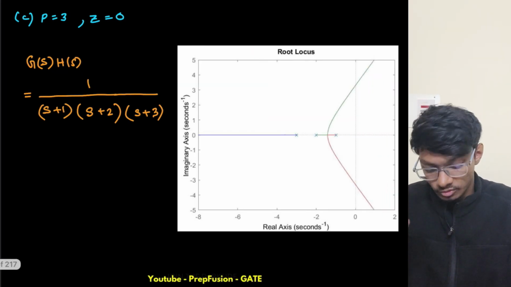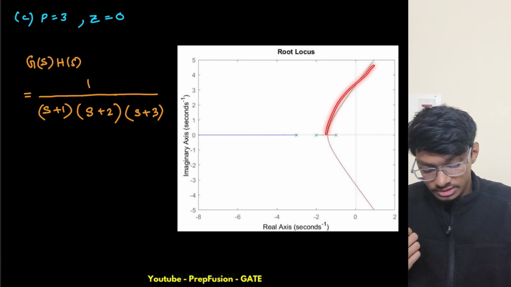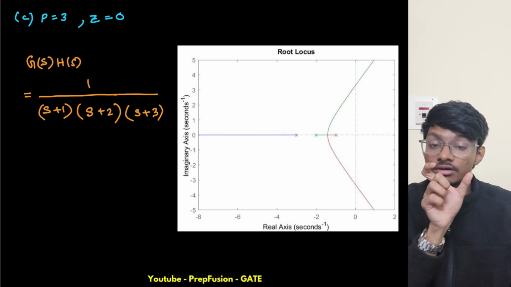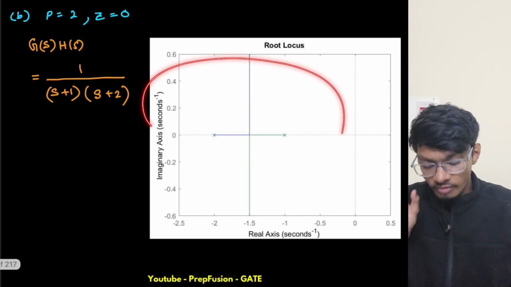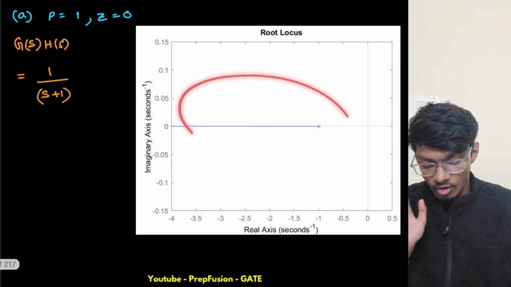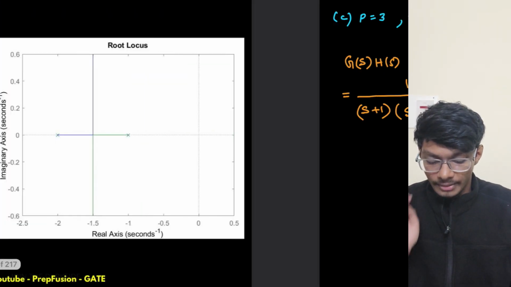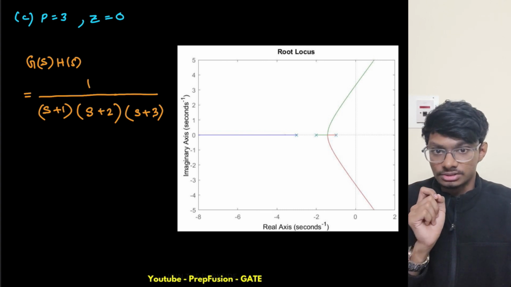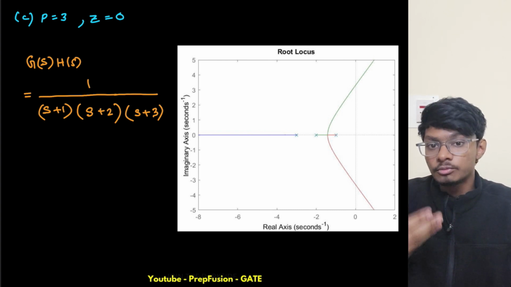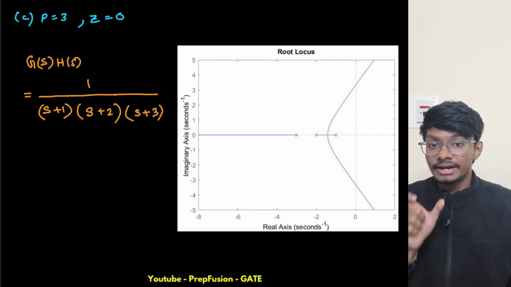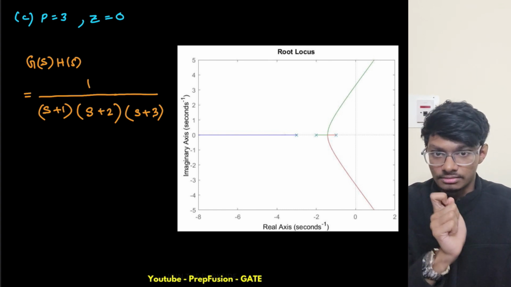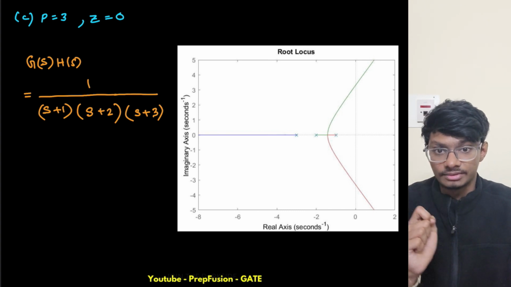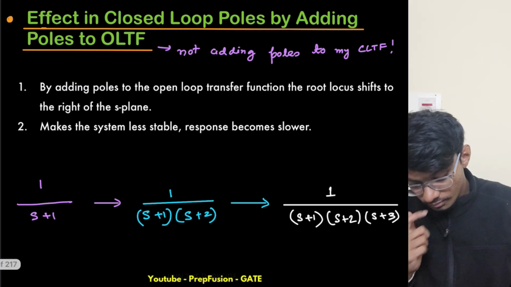Now, if I further add a pole, what happens? This goes to the right hand side of my j omega axis. So this makes my system unstable for a few values of k. Earlier, for all values of k, the system was always stable. But here, for a few values of k, the system may become unstable. That is a problem. If you keep adding poles in our OLTF, this might make our system unstable for a few values of k. It is very important to understand.